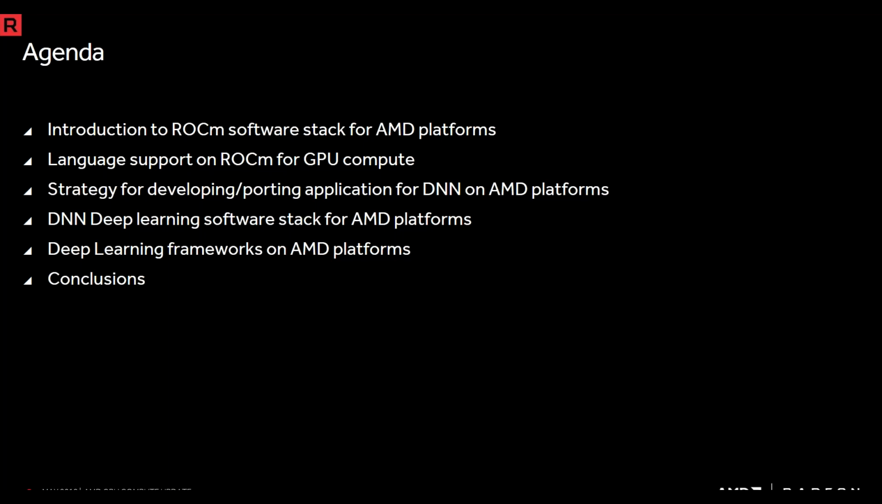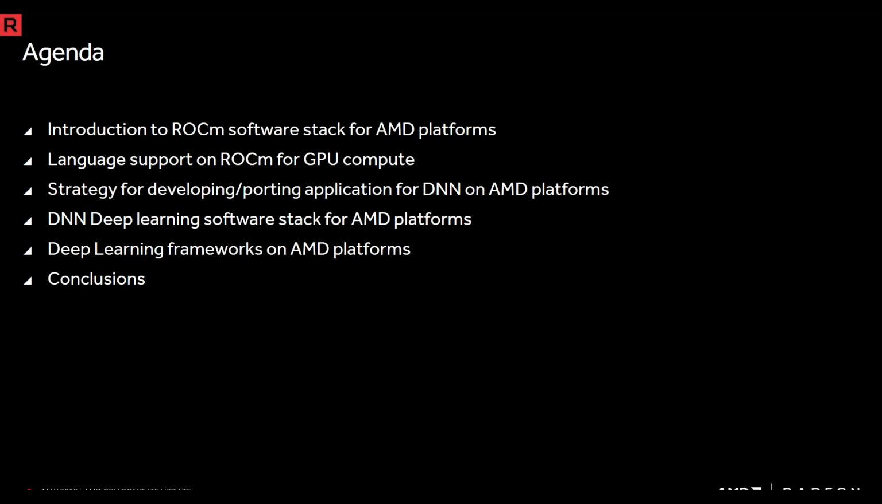And we will also introduce what language support we have in ROCm for GPU compute. The first two bullet items have nothing to do with deep neural networks per se, but are about the software, the language support and software for developing any high performance applications. Deep neural networks is one of them. Then we will move on to see how we can develop or port deep neural network applications on the AMD platforms using the ROCm stack.